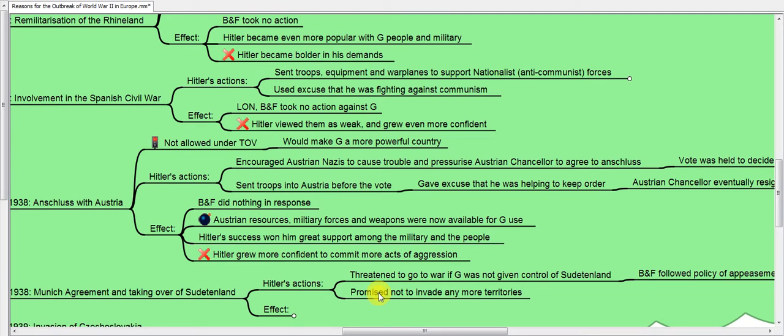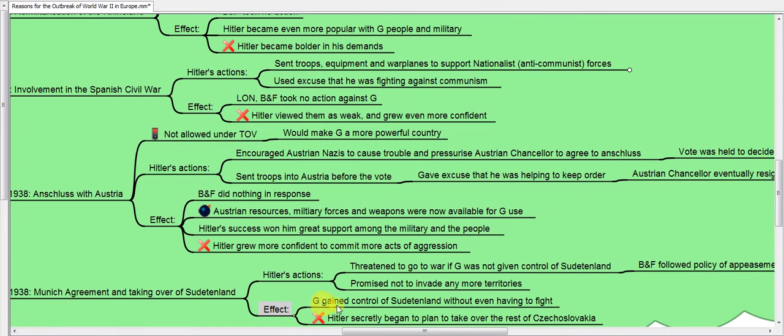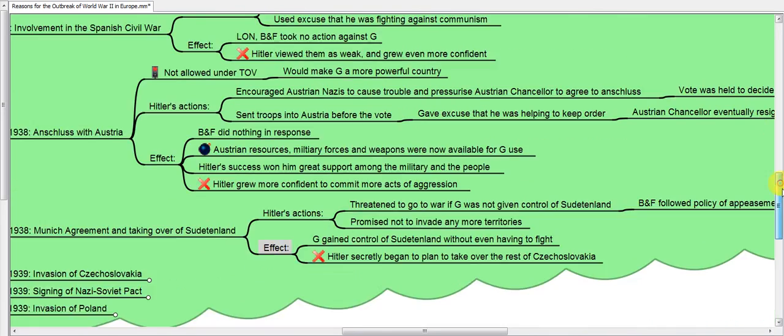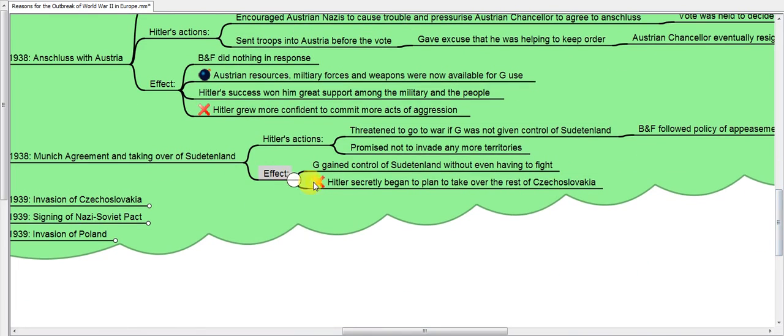And I hope now you're thinking, yeah, right, because exactly, he did not fulfill his promises, he did not keep his promises. Alright, what's the effect of this? Germany gained control of Sudetenland, importantly without even having to fight. So you see, Hitler managed to get so much of what he wanted, and Sudetenland is a big piece of land. He got this without even having to fight at all. He never had to fight for the Sudetenland.